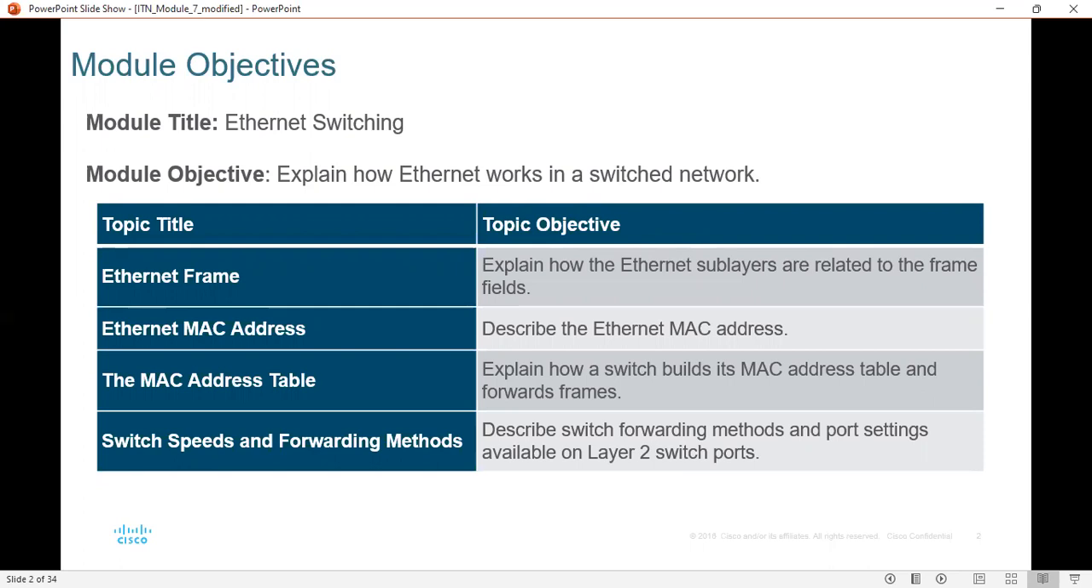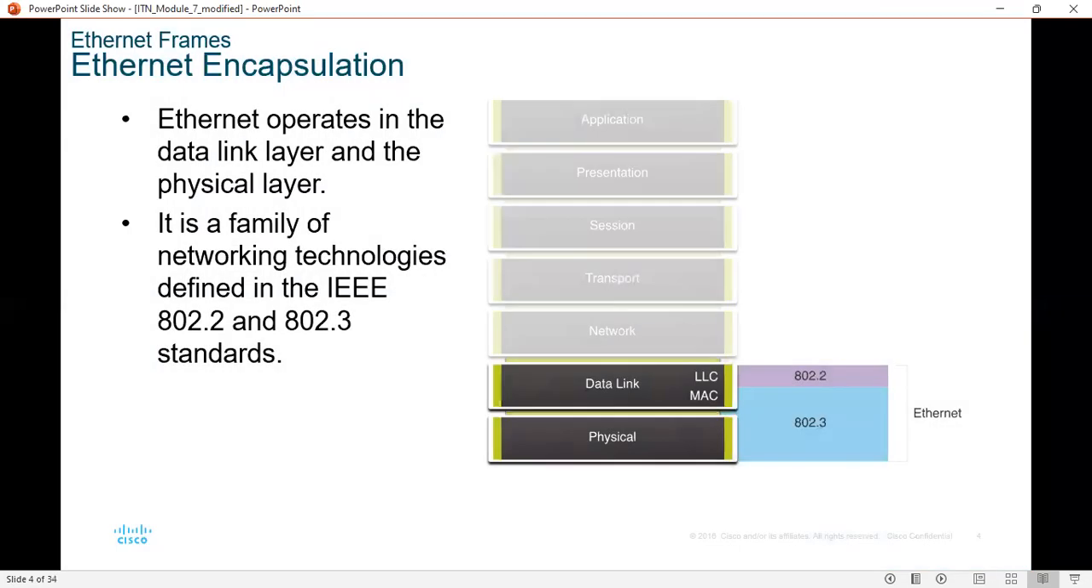When you look at a switch, you have a lot of ports on it. Each of those ports represents more like a location, a respective physical address. So how does a switch build up its MAC address table? If you stack two switches together, definitely they'll be operating as one. So how does one or the other build up its MAC address table? Then we'll also be describing the switch forwarding methods and the port settings available on a layer 2 switch port. So Ethernet frames, that's the first thing we'll be talking about.